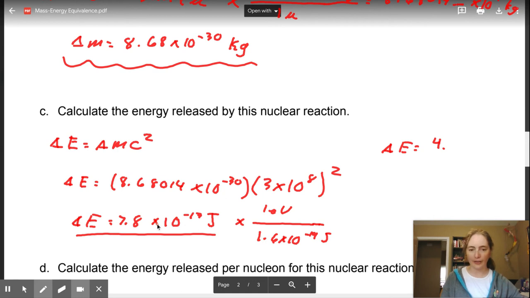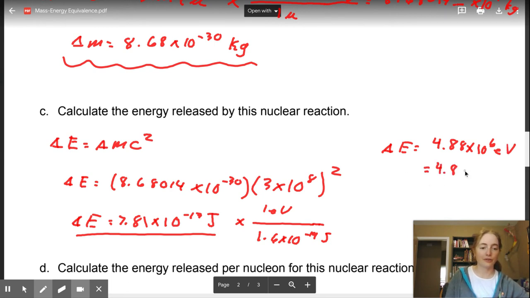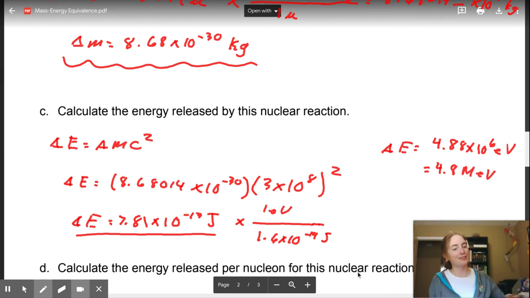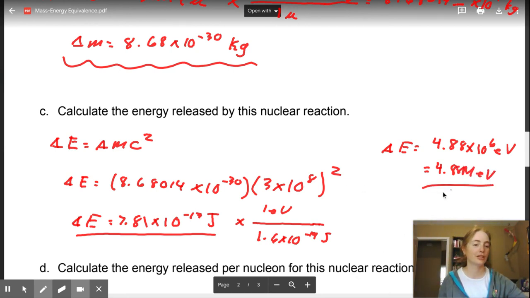Would you look at that? Half a point lost on my own practice problem here. So with sig digs in energy, 4.88 times 10 to the power of 6 electron volts. Or if you really want to put it into mega electron volts, you could absolutely do that. Whatever floats your goat.